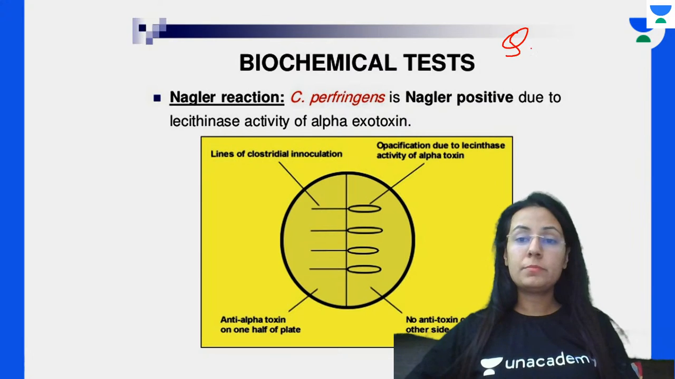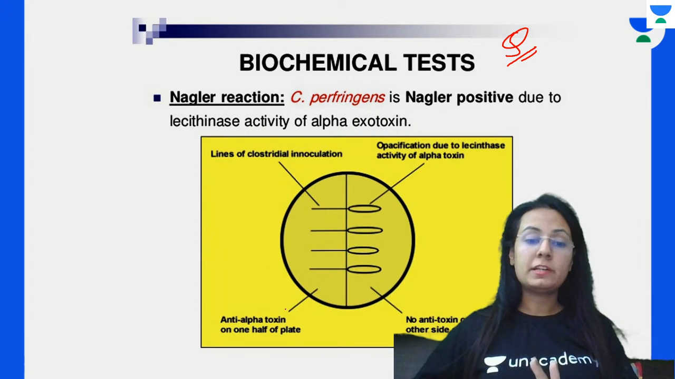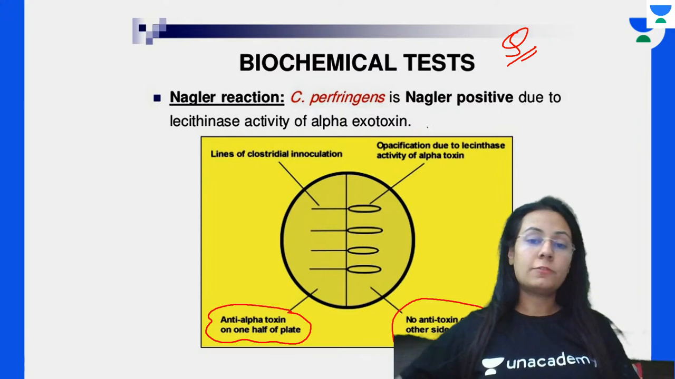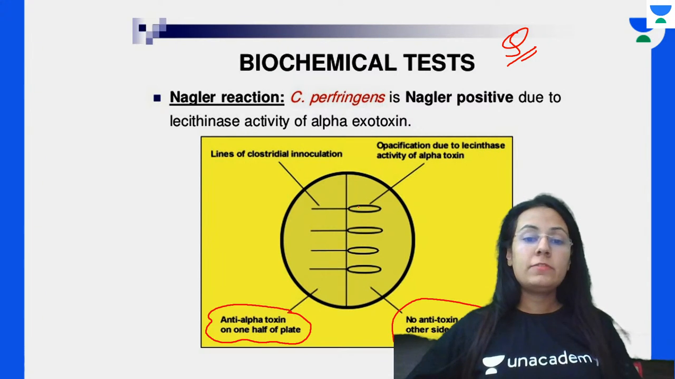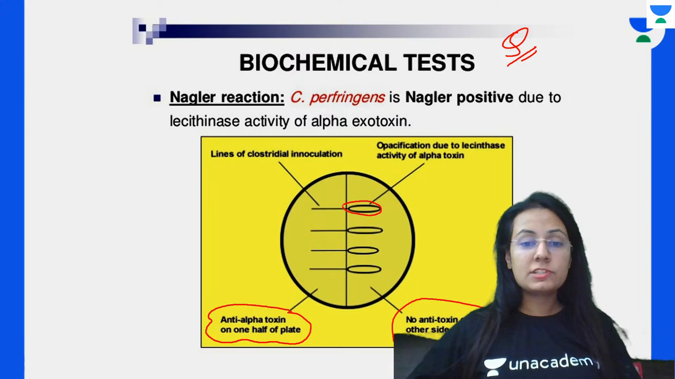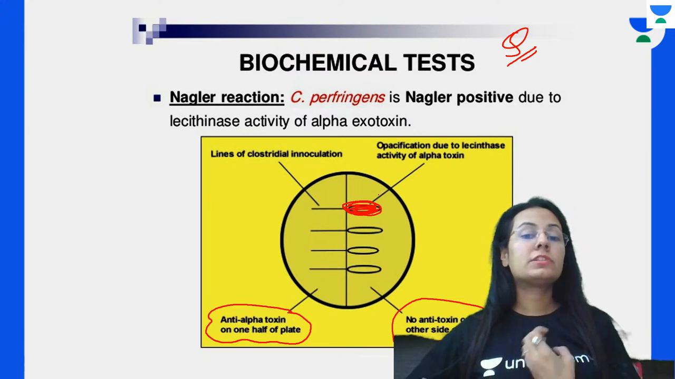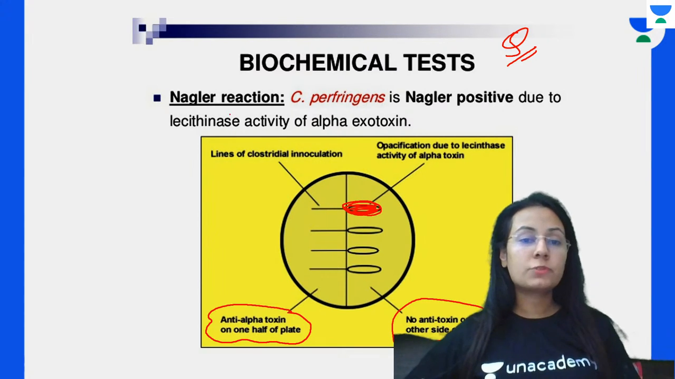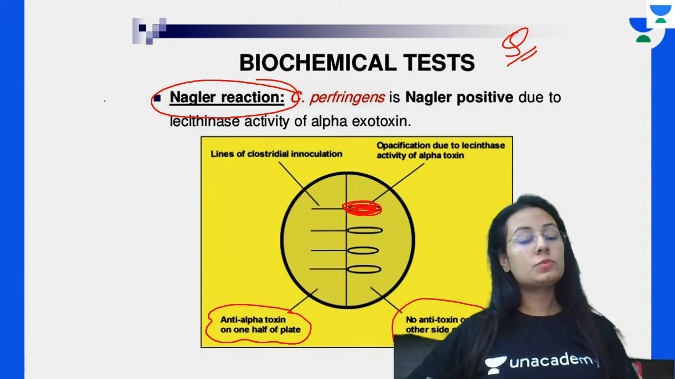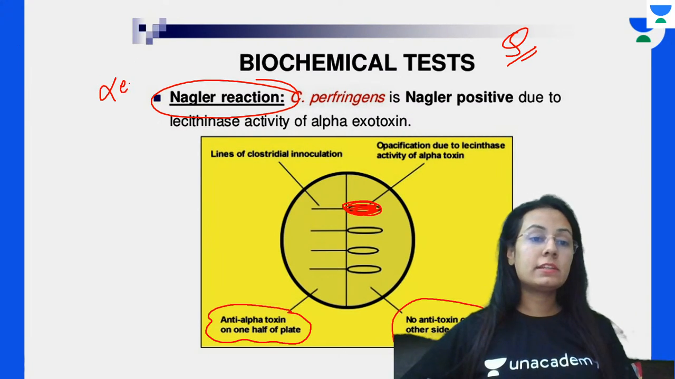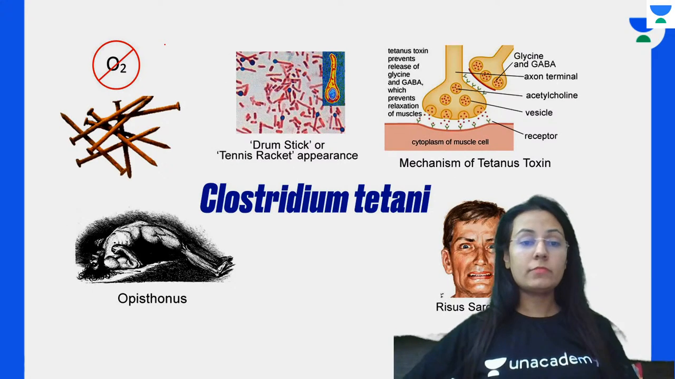Now, Nagler's reaction is very important. In Nagler's reaction, on half of the media we use the anti-alpha toxin, and no antitoxin on the other half of the plate. Now we see the opacification due to the lecithinase activity of Clostridium perfringens where the antitoxin was not used, compared to the other half. So this is the Nagler's reaction, and it is used to differentiate Clostridium perfringens from other strains, to see the lecithinase activity of Clostridium perfringens.